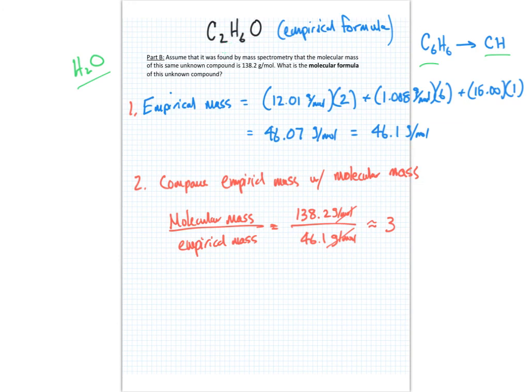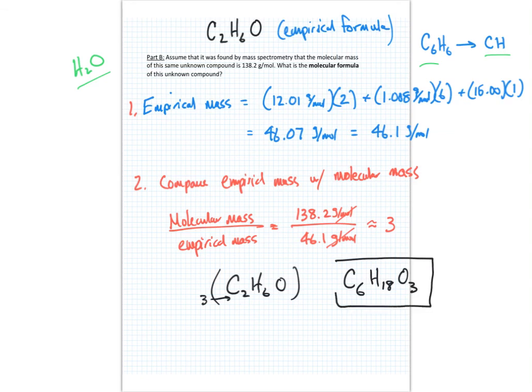So, therefore, what we can do is we can take the empirical formula, C2H6O, and we can multiply the whole thing, all the subscripts through, by 3, which will give me a formula of C6H18O3. That must be my molecular formula.